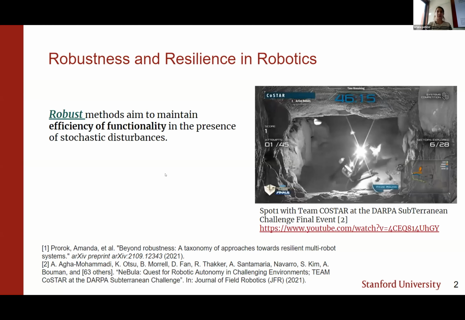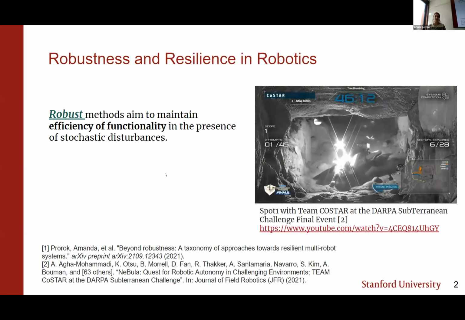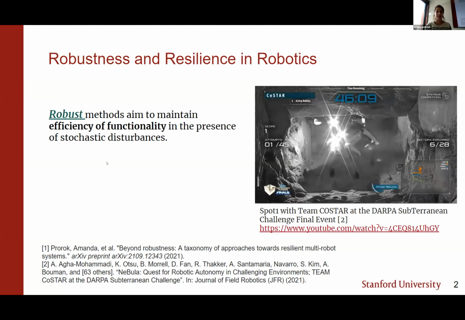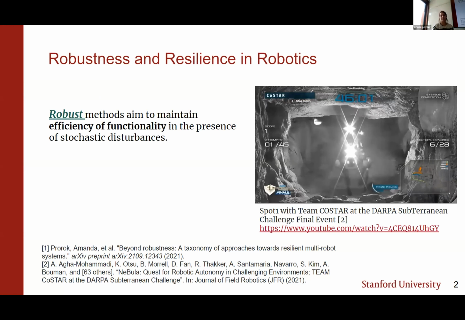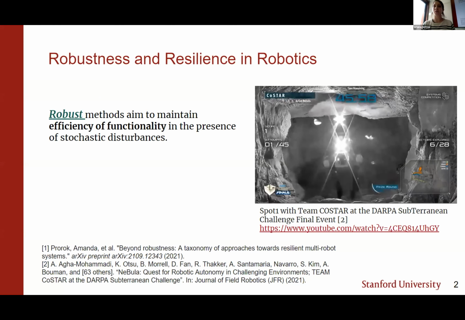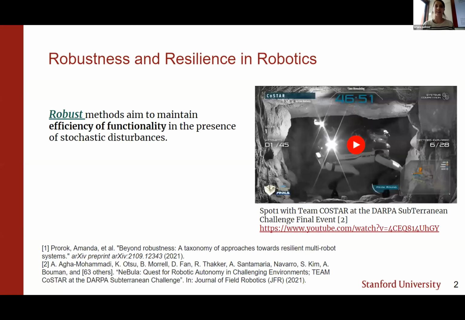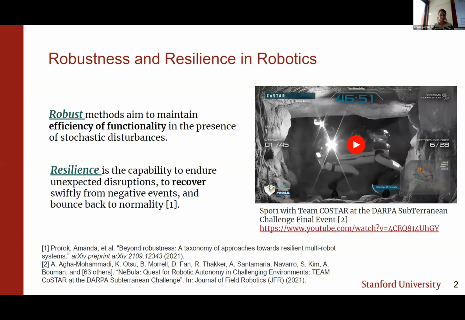So more formally, when we talk about robustness in robotics, we refer to the robot's ability to maintain some efficiency of functionality in the presence of stochastic disturbances. You can think of these disturbances as forces applied on the robot, things that delay the robot, or even just variations of your tasks that you didn't expect. When we talk about resilience, we implicitly assume that the robot has already endured the negative effects of these disturbances, such as falling. By resilience, we refer to the robot's ability to recover back to normal behavior after that.